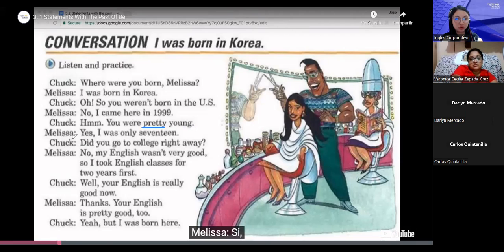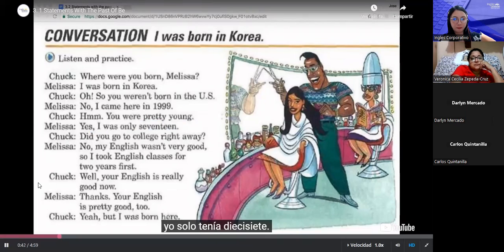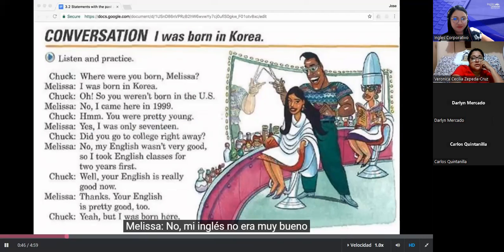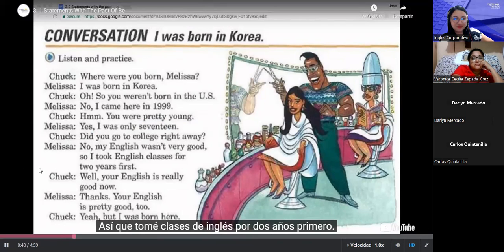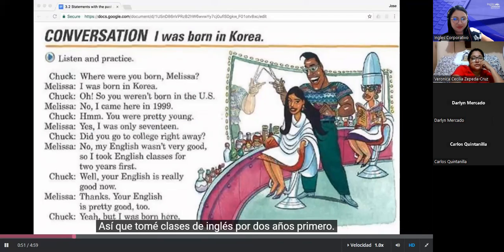Y aquí obtenemos la otra respuesta del ejemplo anterior. She was or I was only, I was only 17. Siguiente pregunta. I was only 17. Did you go to college right away? No, my English wasn't very good, so I took English classes for 2 years first.